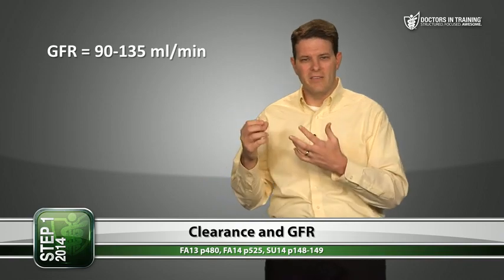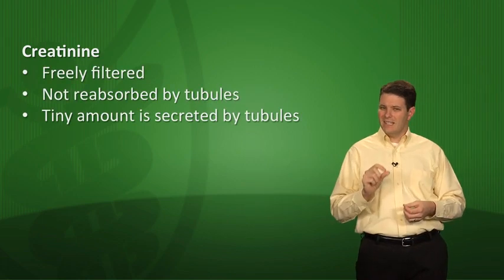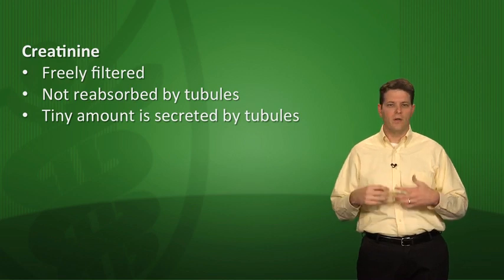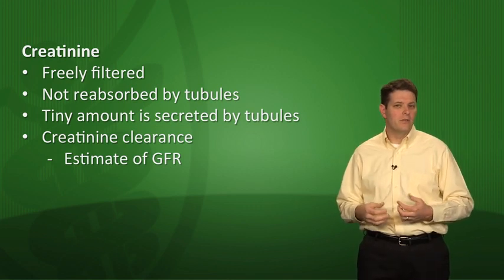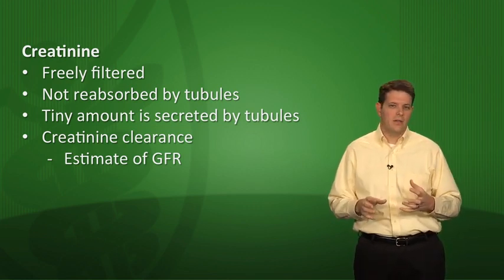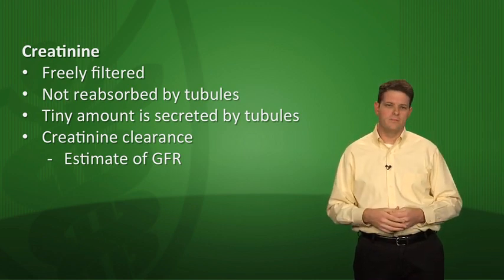But how do we estimate GFR clinically? It's not really very practical to give some IV inulin and measure plasma levels and urine flow rates. That's pretty involved. That's where creatinine comes in. Creatinine is found in the plasma naturally. It's a byproduct of breaking down creatine in the muscles. So creatinine functions very much like inulin in that it's freely filtered, it's not reabsorbed by the tubules, and only a tiny, tiny amount is secreted by the tubules. So instead of going to all the trouble of measuring the clearance of inulin, we can calculate the creatinine clearance, and that's going to be a pretty good estimate of GFR. Now, you don't need to know how to calculate a creatinine clearance for Step 1, but that's how we use the creatinine clearance clinically to estimate GFR.